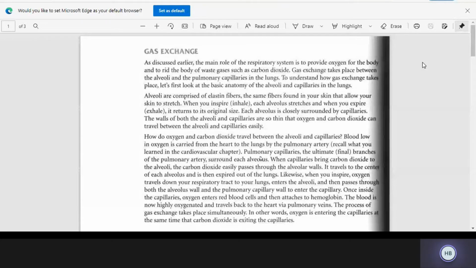As discussed earlier, the main role of the respiratory system is to provide oxygen for the body and to rid the body of waste gases such as carbon dioxide. Gas exchange takes place between the alveoli and pulmonary capillaries in the lungs. To understand how gas exchange takes place, let's first look at the anatomy of the alveoli and capillaries in the lungs.